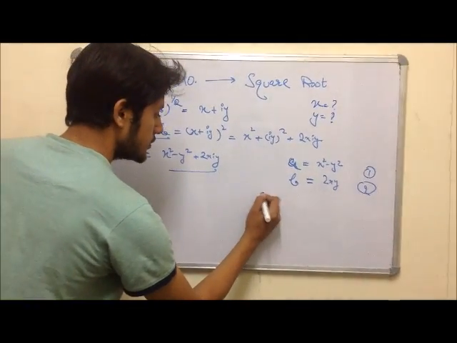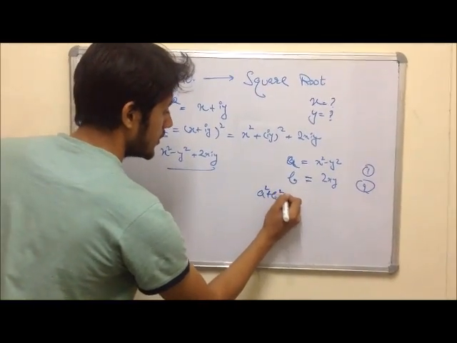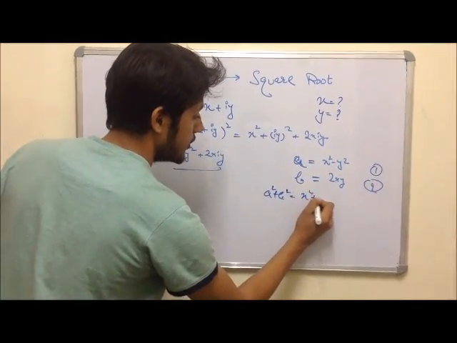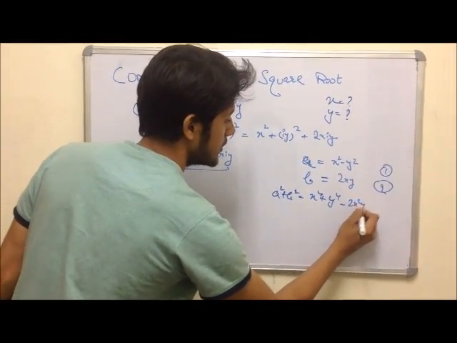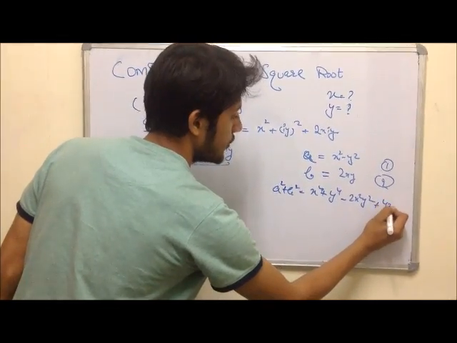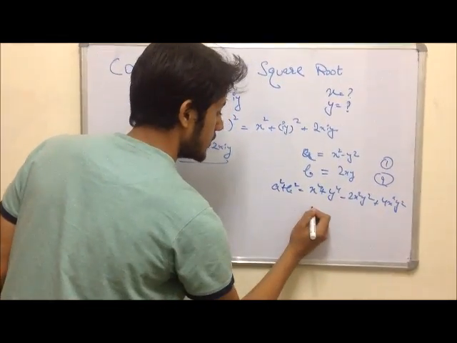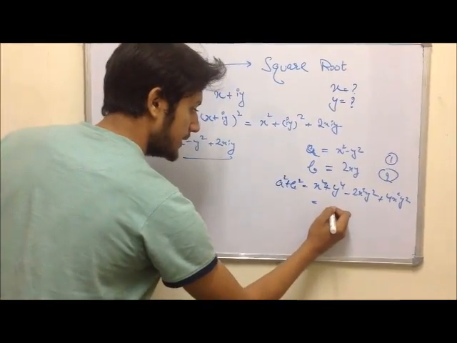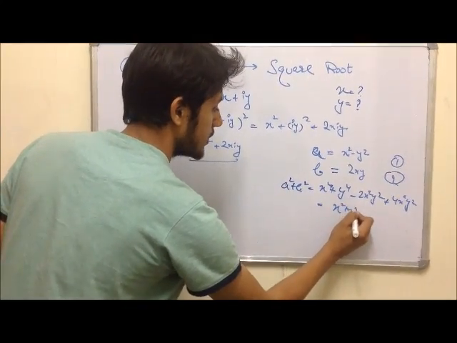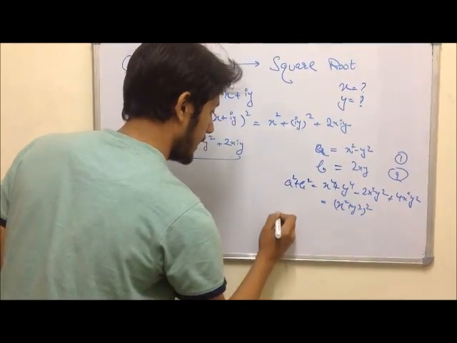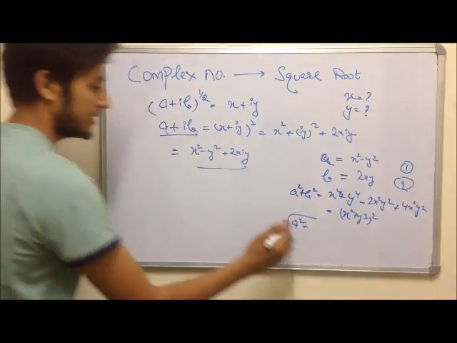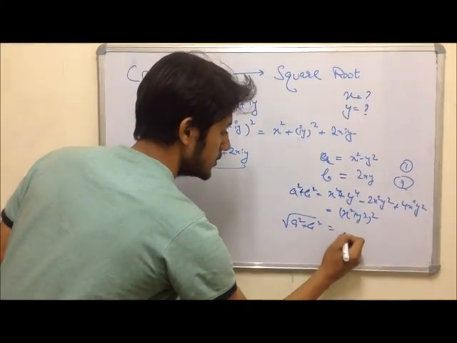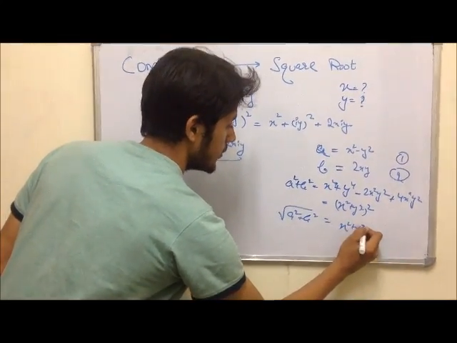To solve this, we also need a square plus b square, which will give us x to the power 4 plus y to the power 4 minus 2x square y square, and 4x square y square, which will give us ultimately (x square plus y square) whole square, and the root of this, which is actually the modulus of our main complex number, will be equal to x square plus y square.